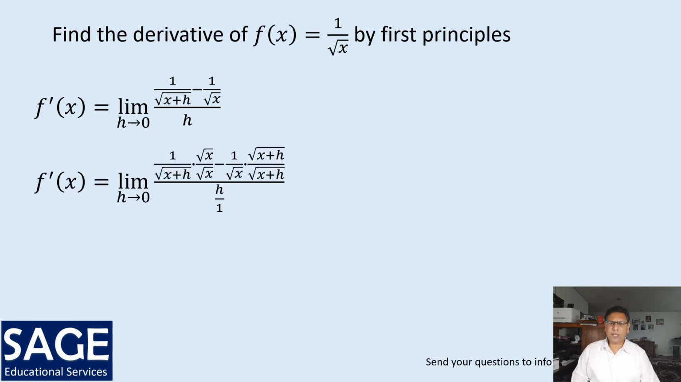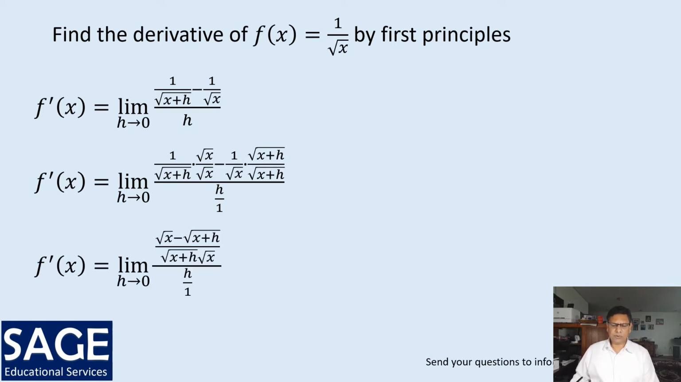Second thing I've done here is I have written h as h over 1 because any real number can be changed into a fraction by writing it as that real number divided by 1. So now since I have the same denominators for the two fractions in the numerator, I can combine them. So I just combine those two. So 1 times square root of x is square root of x, and 1 times square root of x plus h is square root of x plus h.